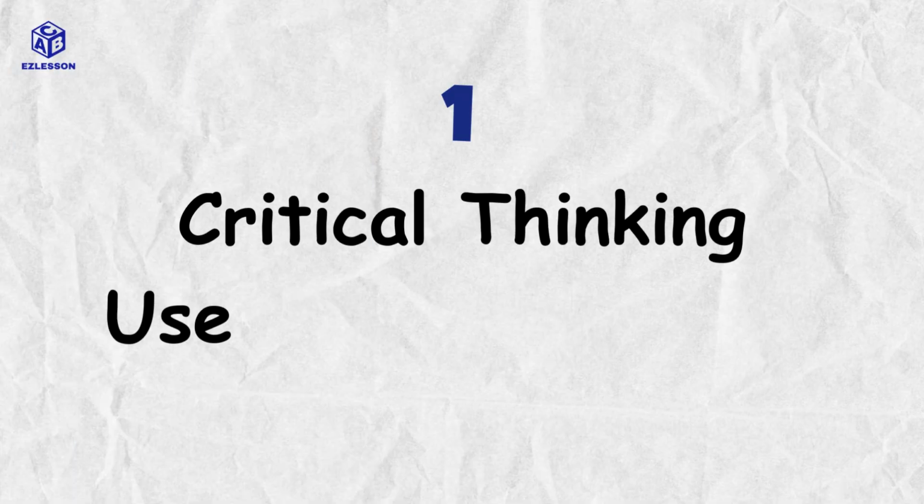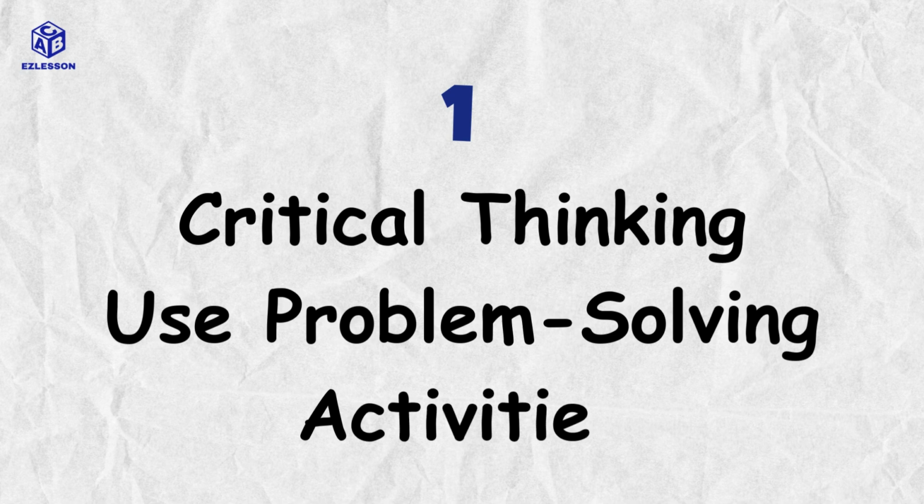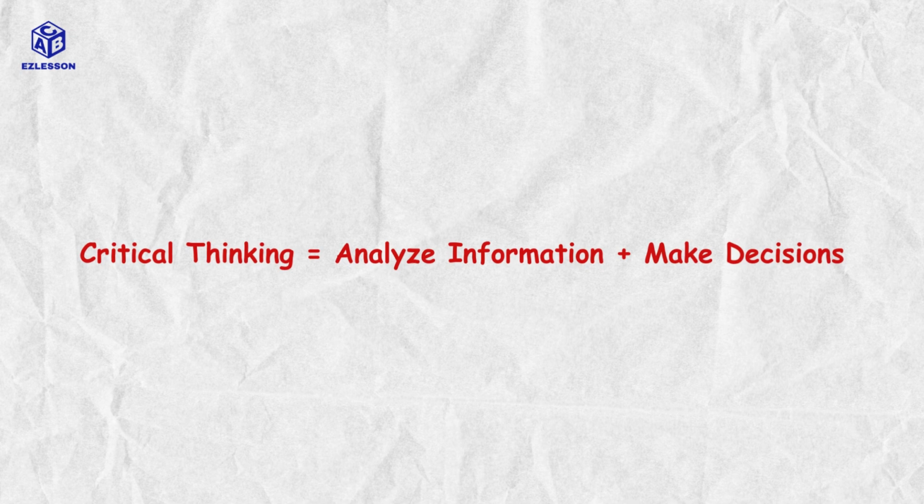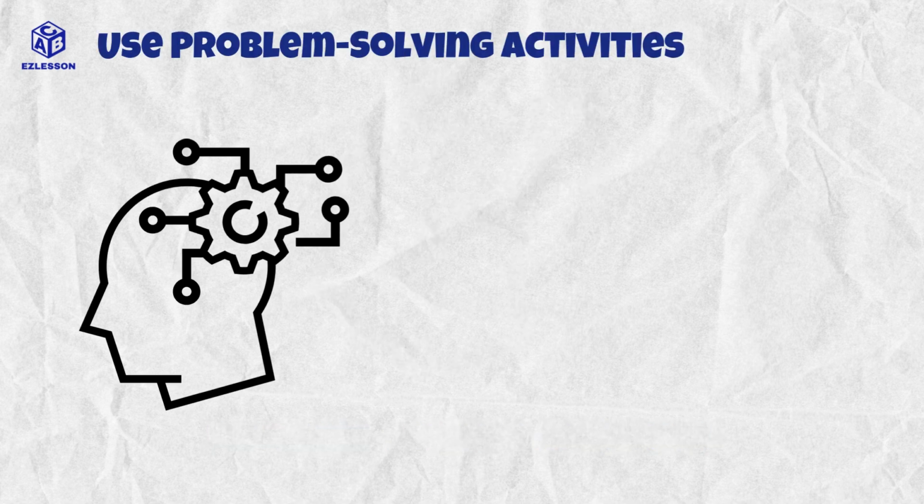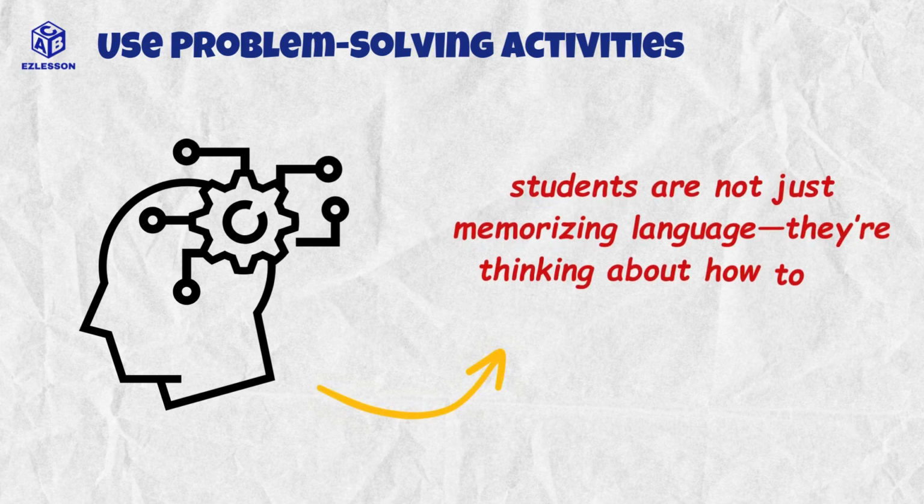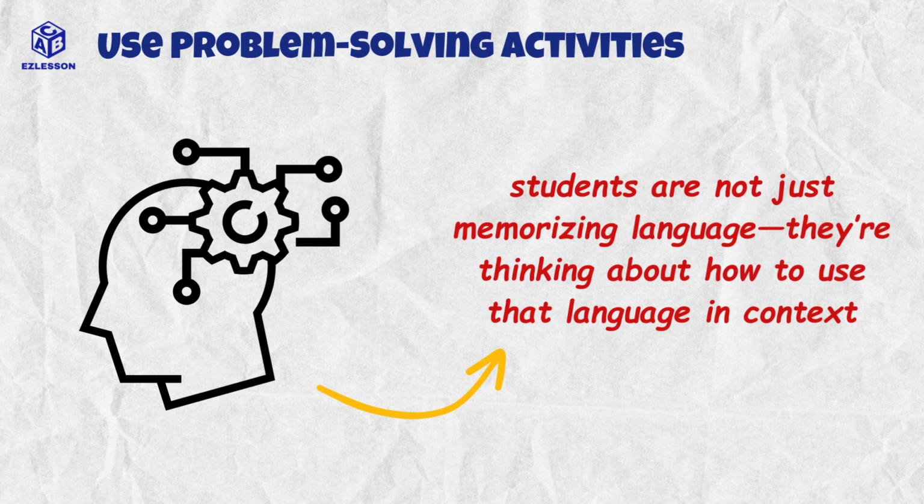Number 1. Foster critical thinking by incorporating problem-solving activities. Critical thinking is all about encouraging students to analyze, evaluate, and come up with solutions to problems. Problem-solving activities are one of the best choices because students will need to think on their feet and make decisions. When students are given a task that requires them to come up with solutions, they're not just memorizing language, they're thinking about how to use that language in context. This promotes deeper understanding and retention.